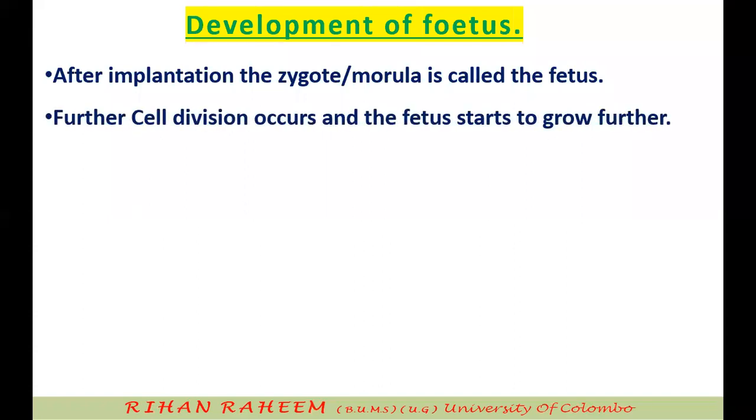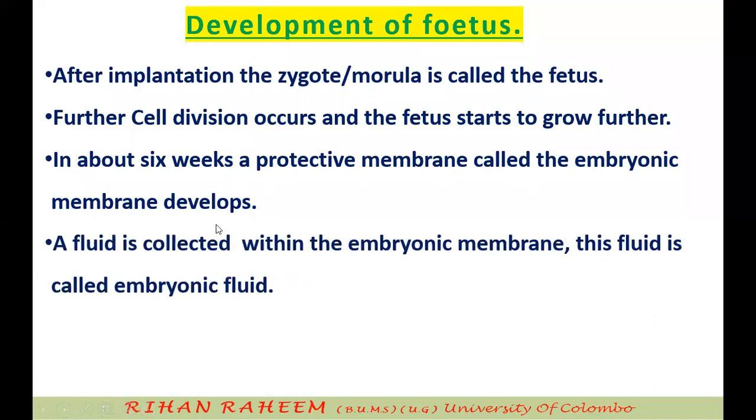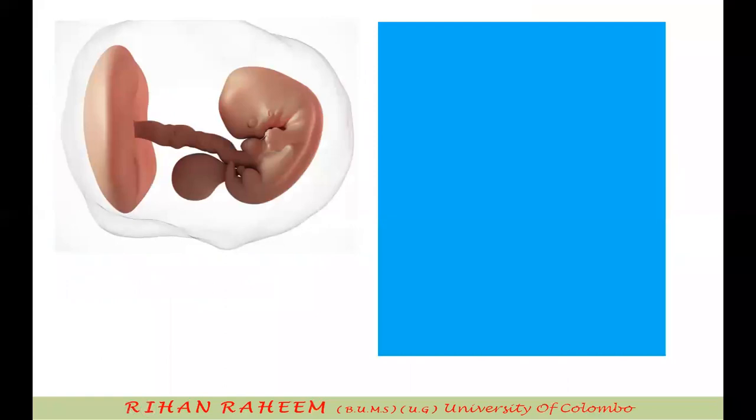Further cell division occurs and the fetus starts to grow further. Now total growth will occur. In about 6 weeks, a protective membrane called the embryonic membrane develops and fluid fills that embryonic membrane. Now the baby is in a fluid-filled medium like this. Can you see? The mother's endometrial wall is there. There is a connection between the mother and the child. It is known as the umbilical cord, and this is the child.